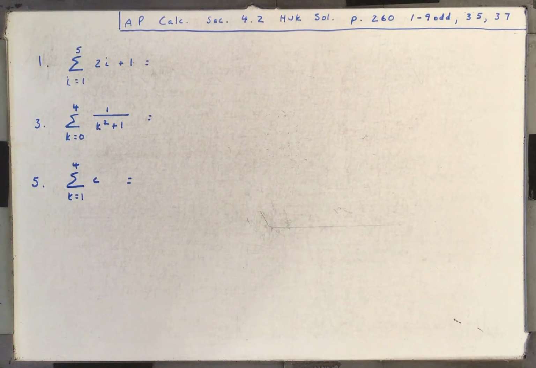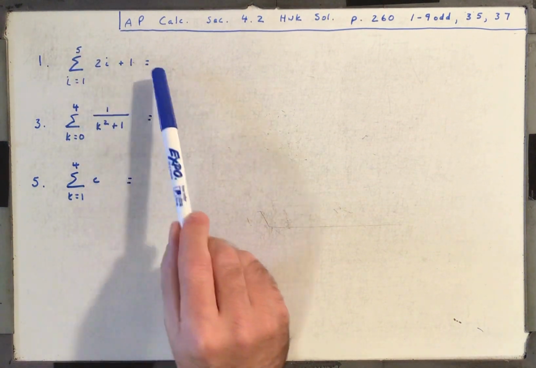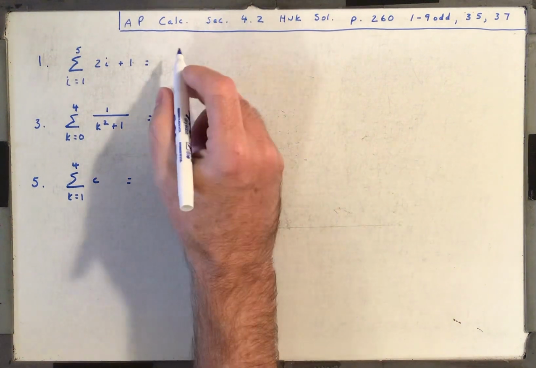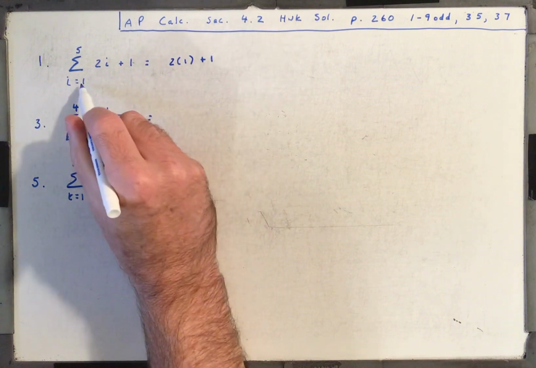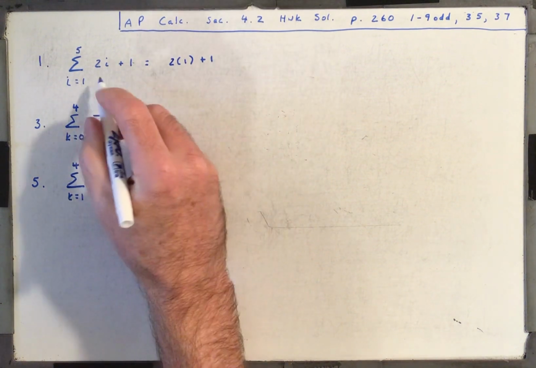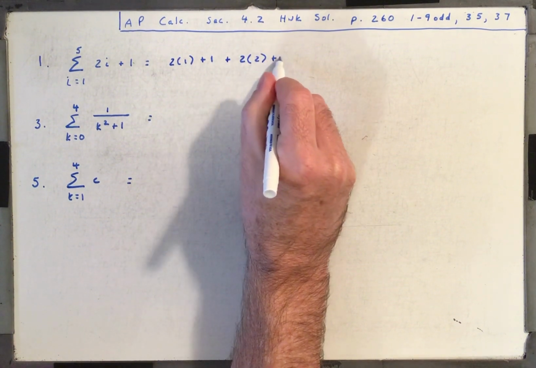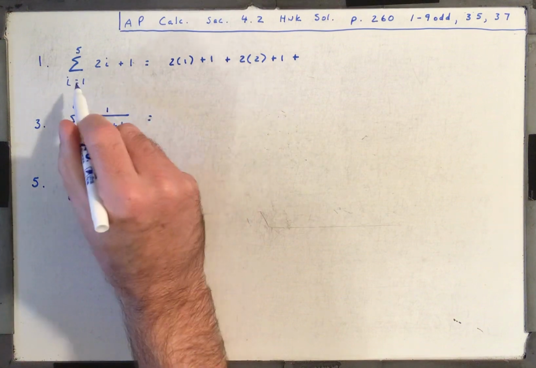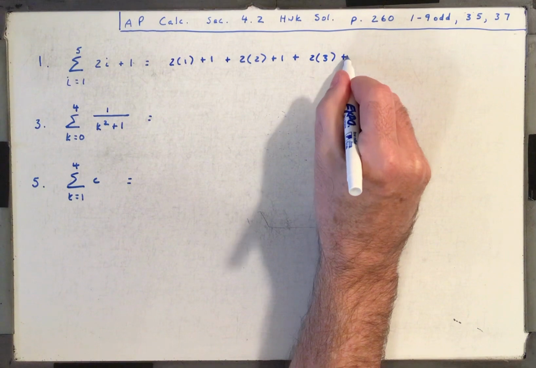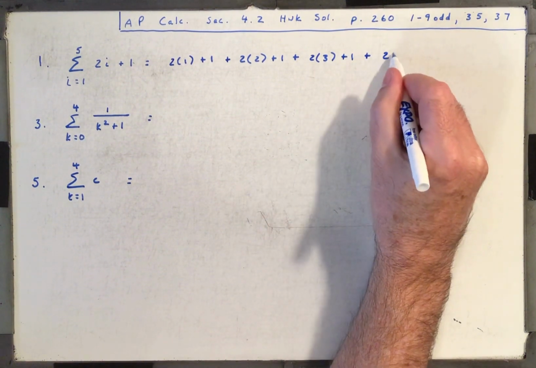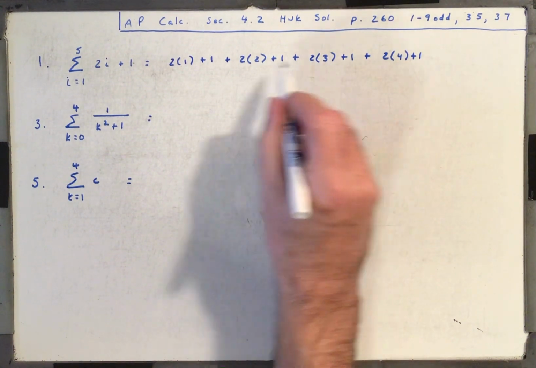All right, number 1, we want to find the sum of i equals 1 to 5 of 2i plus 1. So that's going to be 2 times 1 plus 1. Right? Start at 1 and plug that in. And then we have 2 times 2 plus 1. And then we go to 2 times 3 plus 1. Then 2 times 4 plus 1. And of course, what's in parentheses here is the i.